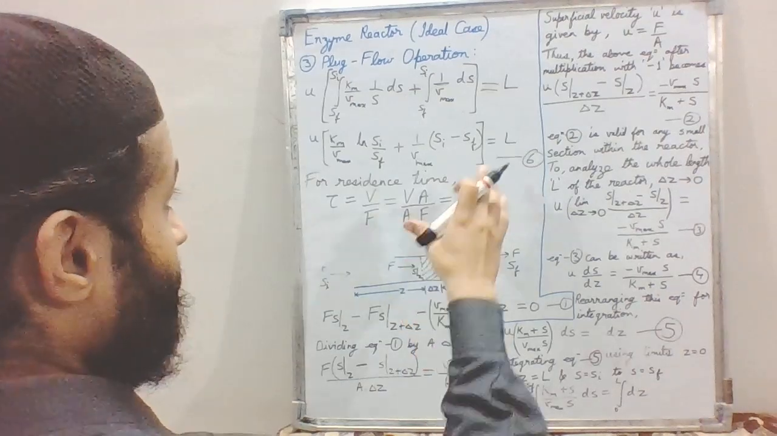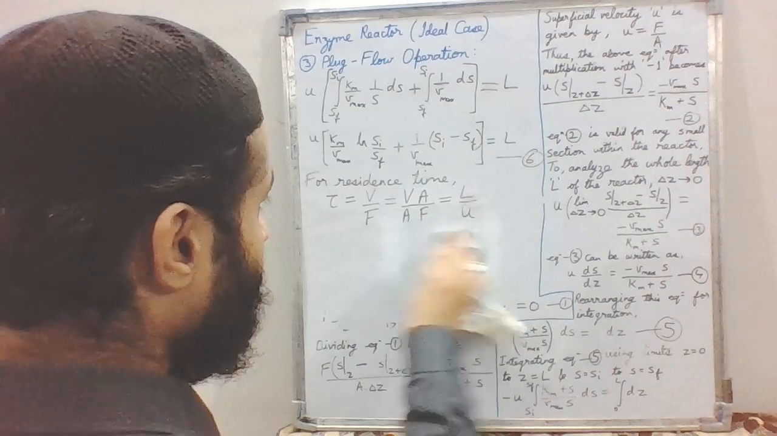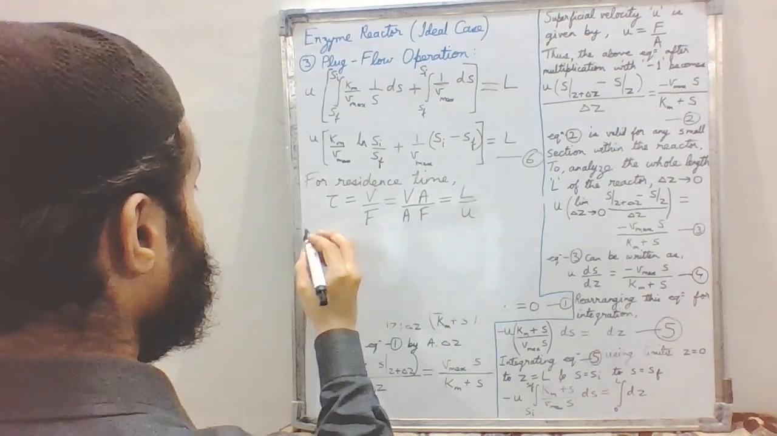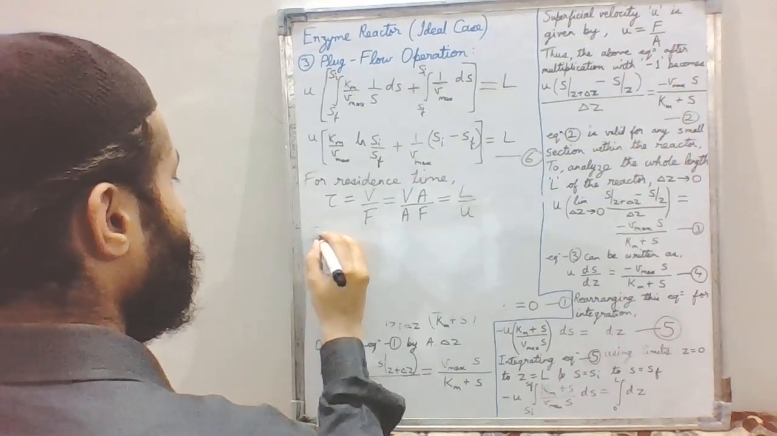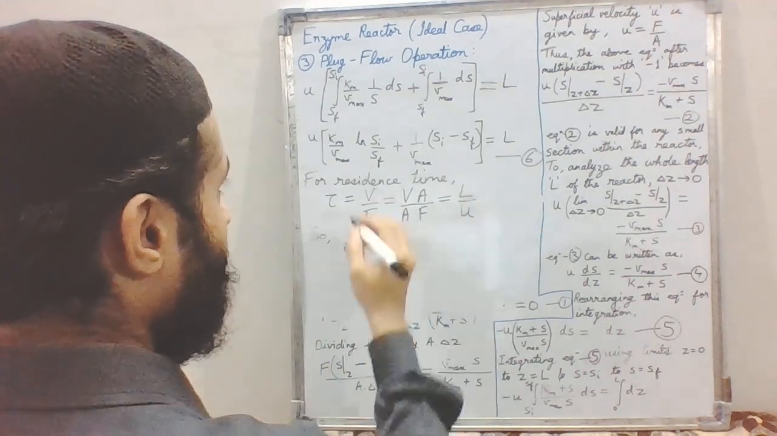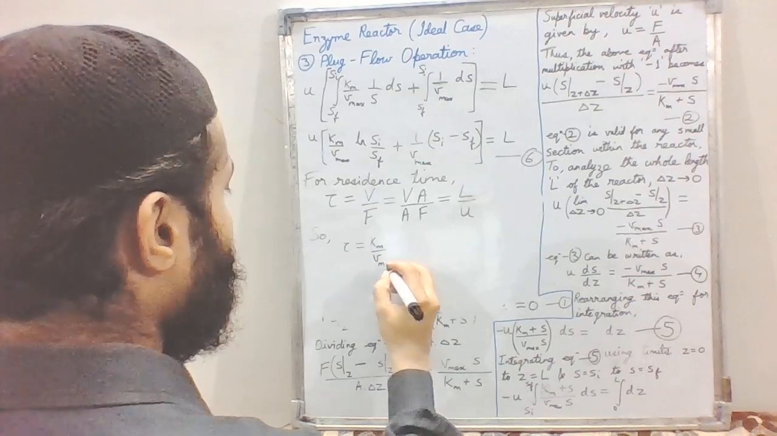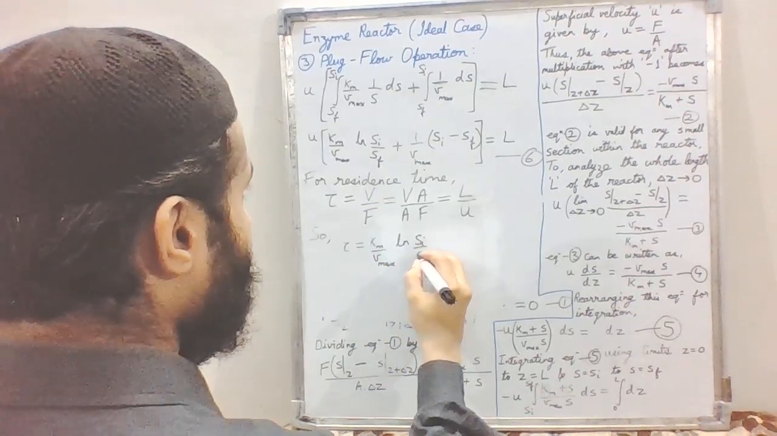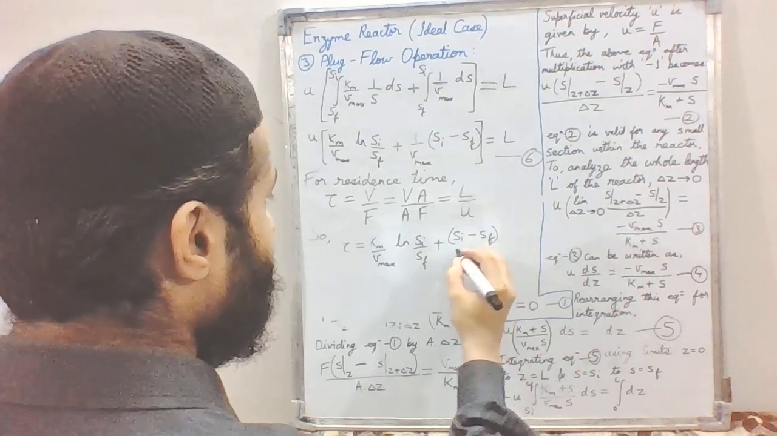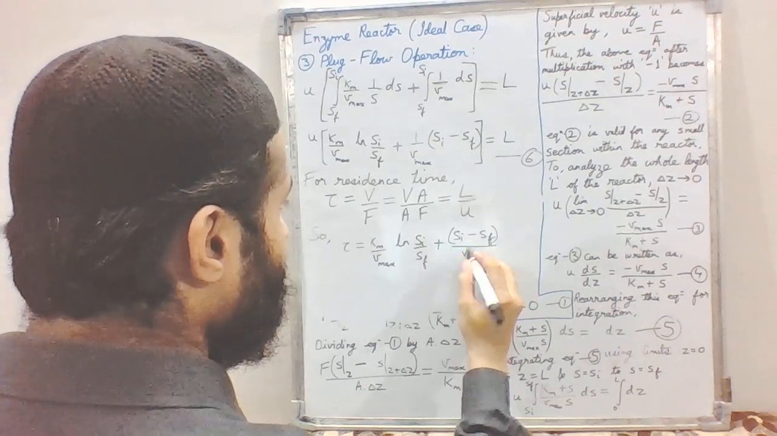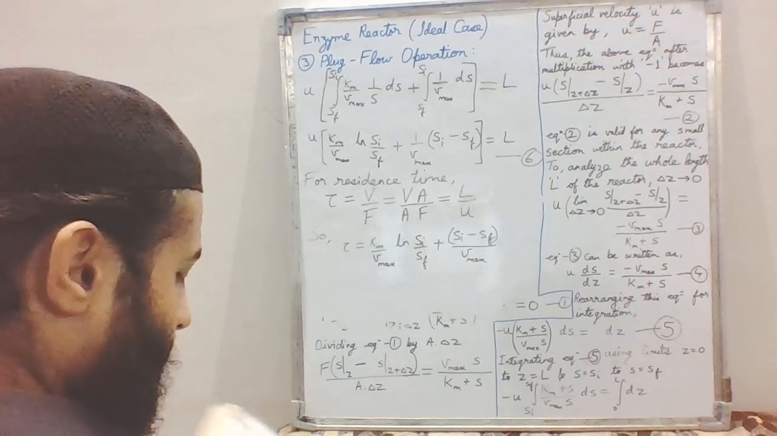Now we have the equation for L here. If we want to write the equation for tau, so tau equals L by U. L is this equation divided by U. So when we divide U from this equation, we simply get Km upon Vmax natural log Si upon Sf plus Si minus Sf whole upon Vmax.